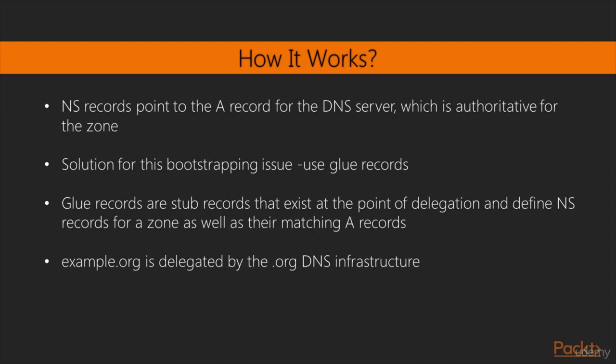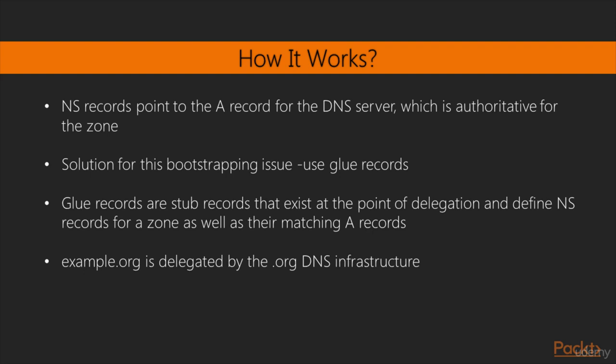Glue records are stub records that exist at the point of delegation and define NS records for a zone as well as their matching A records. These values will be overridden by the records provided by the zone itself. A good example of glue records comes when you register a domain. In our example domain, example.org is delegated by the .org DNS infrastructure.